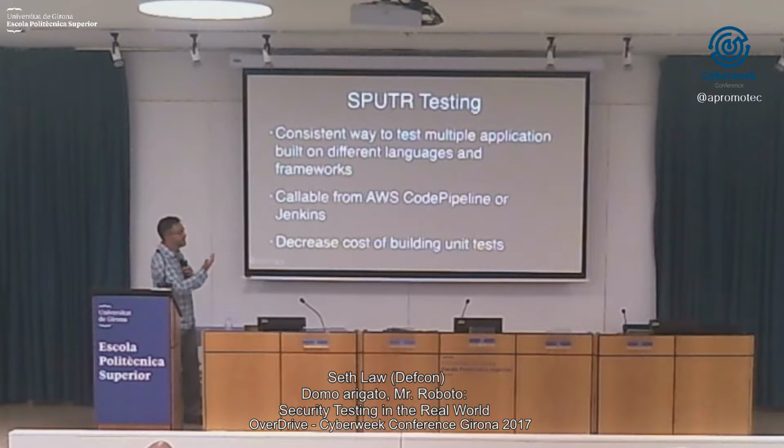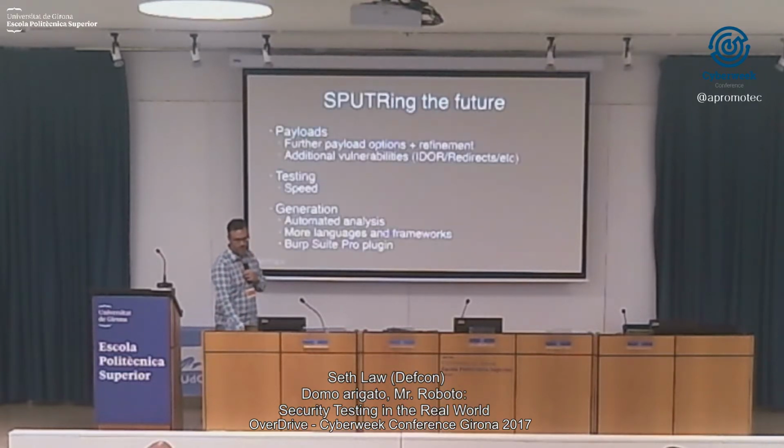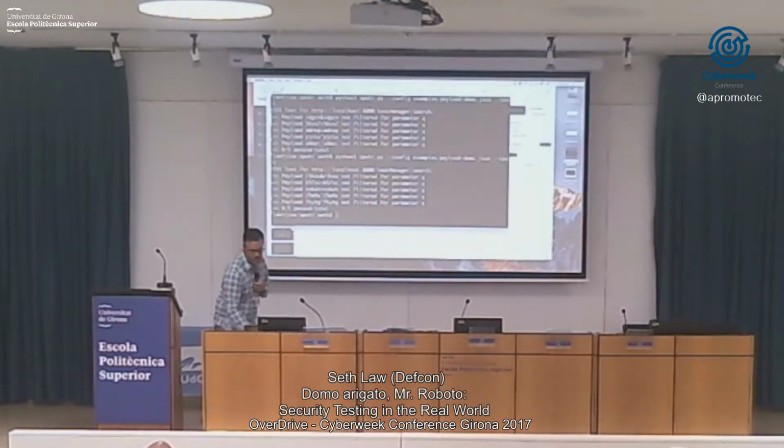It's just, like I said, Python 3, so it's very easy, and it decreases the cost of building these unit tests because all you have to do is understand JSON. You don't actually have to understand Java as a QA tester, as a security tester, to actually build a security unit test. So, all right, and that's Sputter for the future. We'll do a quick test here. Actually, let me show you.